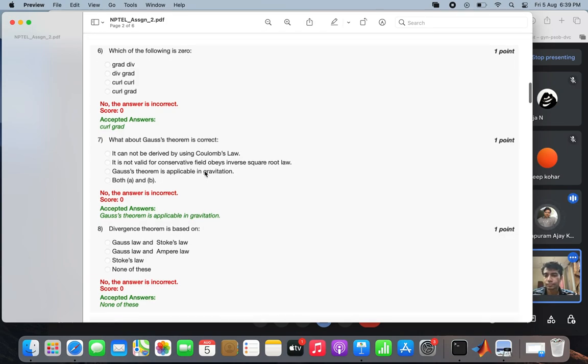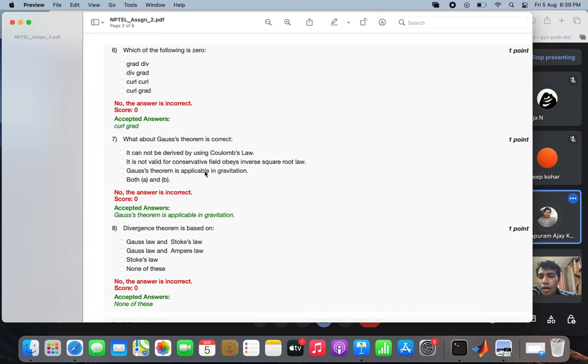Can you give any examples, sir? For example, divergence of gradient. This is basically your Laplacian. You know Poisson's equation. For equipotential surfaces, the Laplacian of the potential is going to be zero. But if the surface is not equipotential, the Laplacian won't be zero. And what about curl of gradient?